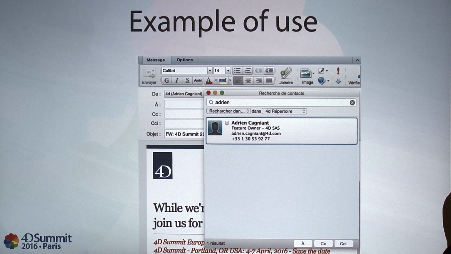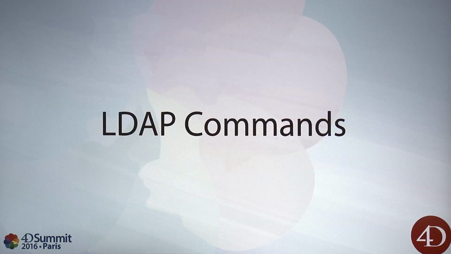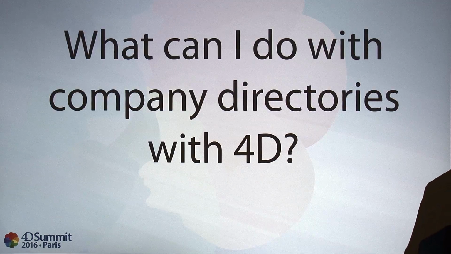Well, this is something that we showed in the keynote today. This is Outlook, getting some information from Active Directory: his name, his function, his title. Okay, so LDAP commands. Yeah, I'm going to introduce you to 4D LDAP commands. So what can I do with company directories inside my 4D application?